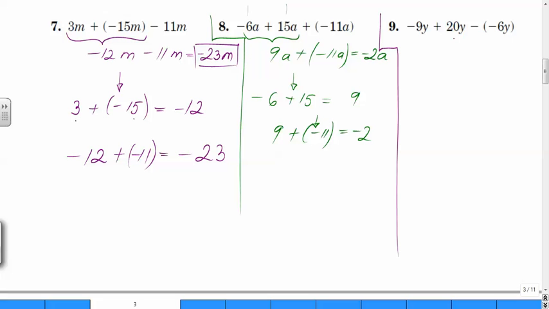Negative 9y plus 20y. We have the addition of two integers with different signs. You subtract 9 from 20, right? That gives you 11y, and you keep the sign of the largest one, which is 20. 11y minus negative 6y. Now when I'm subtracting, I'm changing both signs, right? When I'm subtracting, I'm adding the opposite. And that gives me 11y plus 6y, that's 17y. Okay? And we're done. Make sense? Let's do a few more.